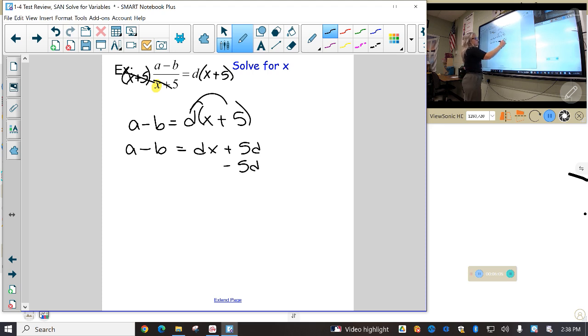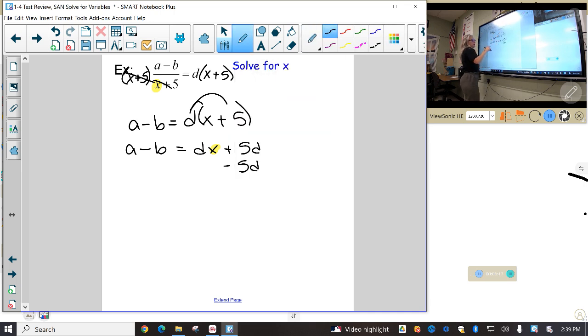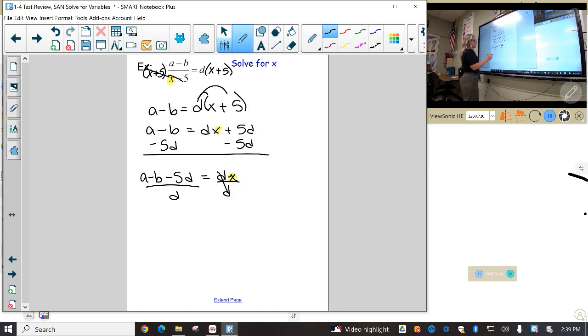Subtract 5d to solve for x. Remember, we're solving for x. If this was just a number, we just subtract it, which is exactly what we're doing. 5d, and nothing is a like term, so it's just a minus b minus 5d equals d times x. X is my variable. So how is d attached? It's attached by multiplication, so I'm going to divide by d. Divide everything on this side by d. So I have a minus b minus 5d divided by d equals x. And then you can leave it like that. You can simplify it, but that's fine.